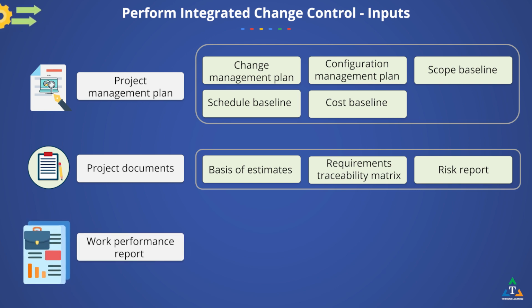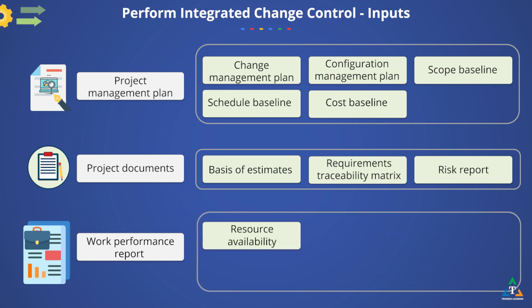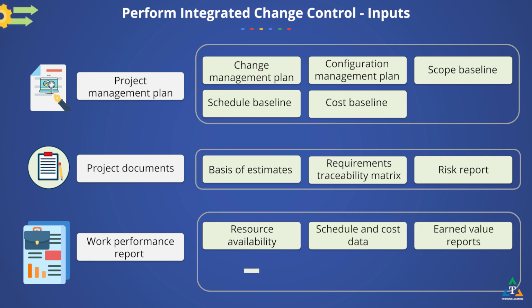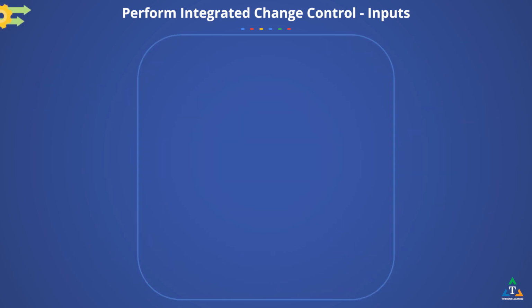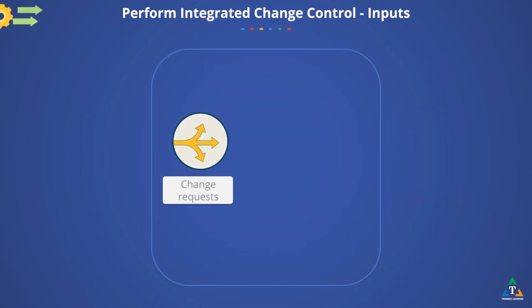Work performance reports of particular interest to the Perform integrated change control process include resource availability, schedule and cost data, earned value reports, and burn up and burn down charts. Change requests may include corrective action, preventive action, defect repairs, as well as updates to formally controlled documents or deliverables to reflect modified or additional ideas or content.